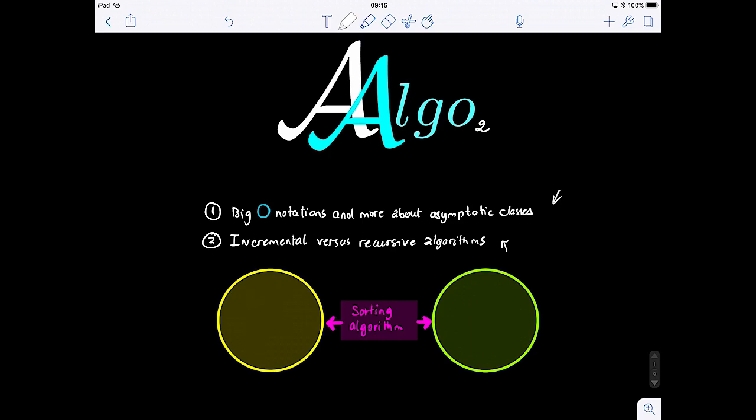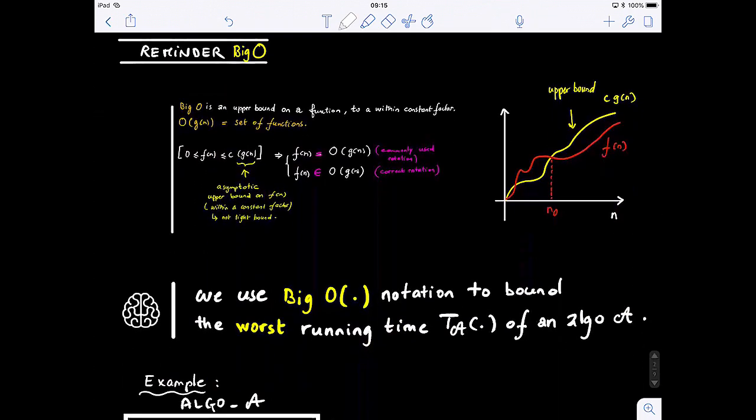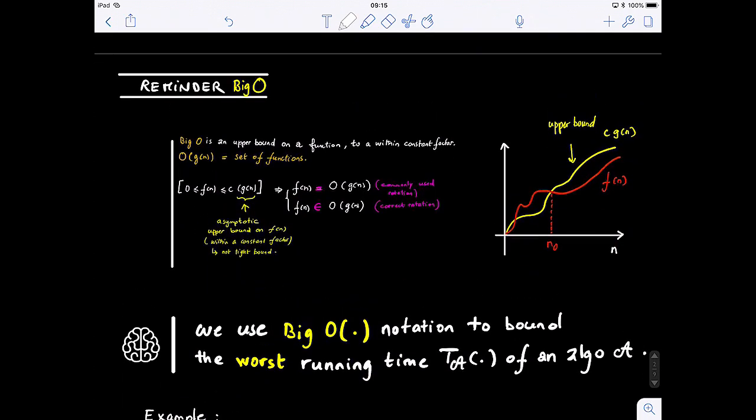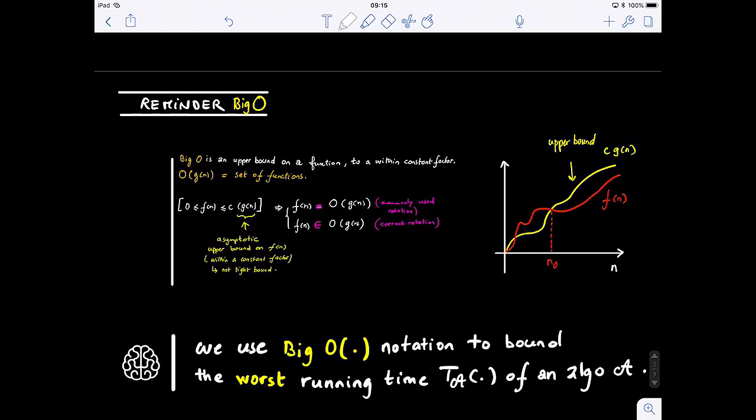And in the second part of the lecture, we will learn about two different algorithms. One is incremental and the other one is recursive. So we're going to look at these two different types of algorithms to solve a particular problem, which is sorting the elements of an array. Okay? So to begin with, just to recap and remind you of what we saw last time.